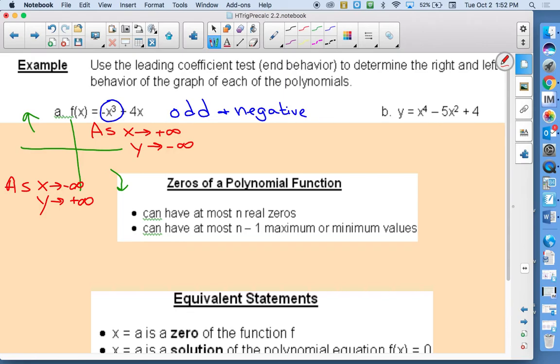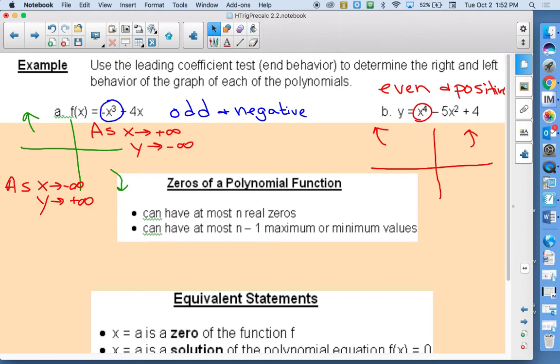So looking at the next one, going to the largest power and the number in front. That's what the leading coefficient test is. Find the largest power and the number in front. Even and positive, because there's just a 1 in front. So even and positive means they end up. Both end in the same direction. So both y's should be going to positive infinity on the left and on the right.